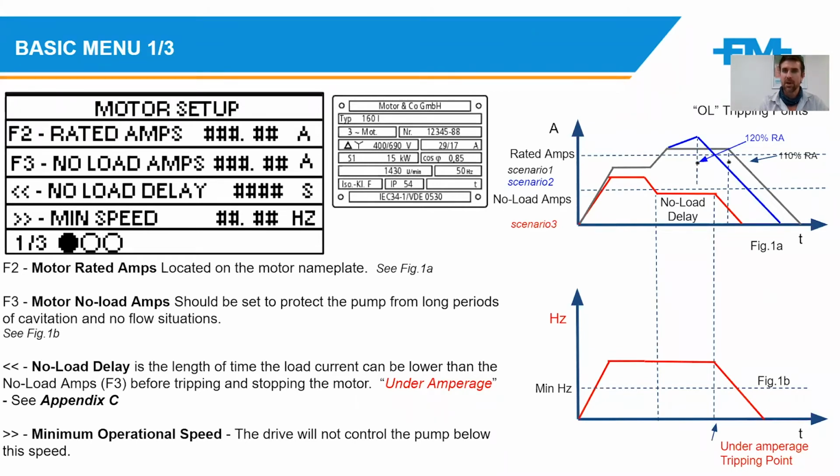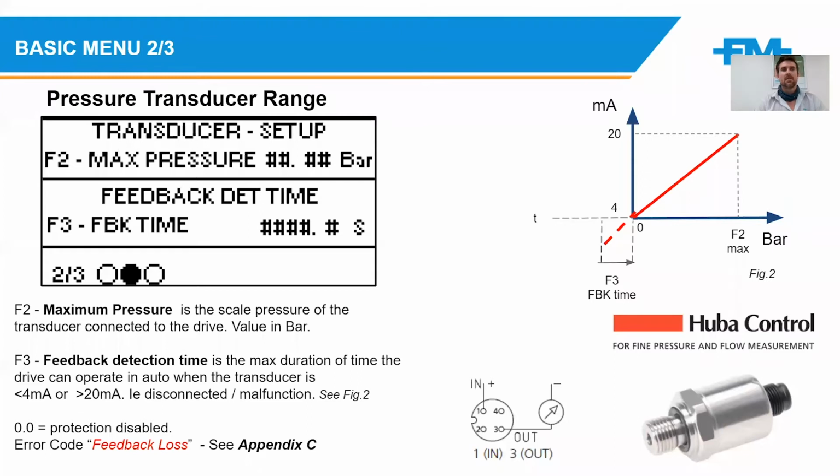So once you're below no-load amps, the timer will initialize, and after the timer is counted out, it will trip on a no-load display or an under amperage display. The second part of the basic menu is the transducer setup. Obviously, this is important so that the pressure that you measure in the line is displayed correctly.